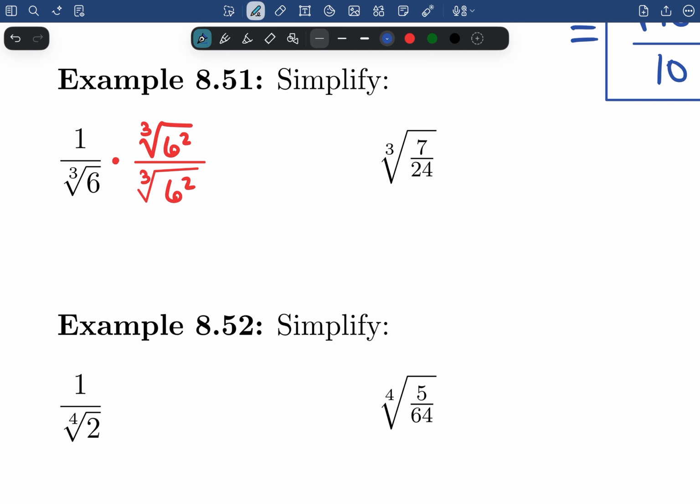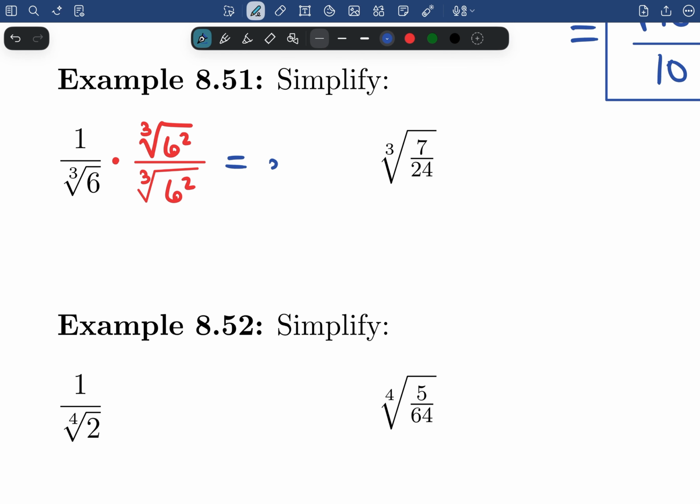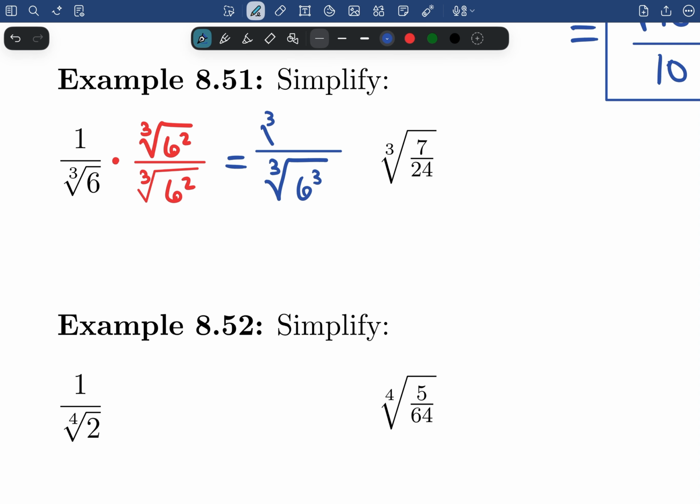And so now that I have done that, I'm going to see what the result is. Well, the cube root of 6 times the cube root of 6 squared on the bottom gives me the cube root of 6 cubed, like that. Okay, so looking at my denominator there. And then on top, I have the cube root of 6 squared times 1, right? 1 times the cube root of 6 squared. So I end up with that cube root of 6 squared on top, like that.